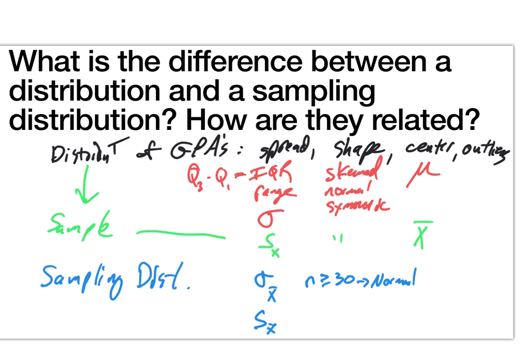You cannot create the shape of a population distribution. The population distribution chooses itself. All right? Just like you can't choose a wand, the wand chooses you. All right? However, you can influence the shape of a sampling distribution by increasing sample size.